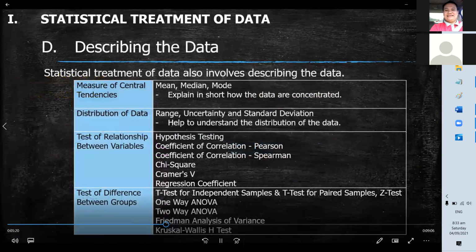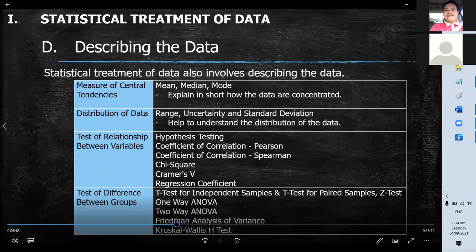Statistical treatment of data also involves describing the data. To explain how the data are concentrated, we are all familiar with the mean, median, and mode, which is a measure of central tendencies. To help us understand the distribution of the data, we have range, uncertainty, and standard deviation.